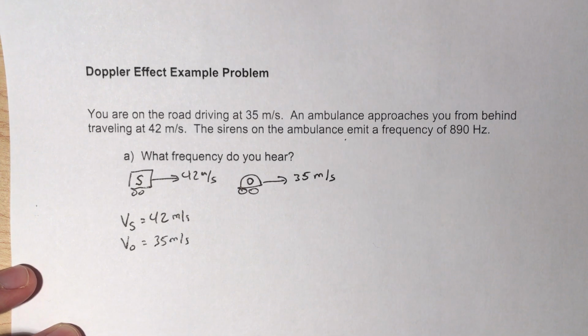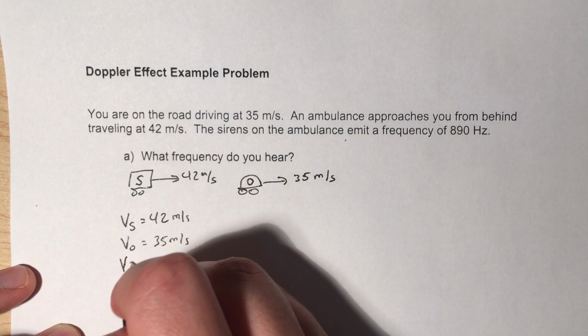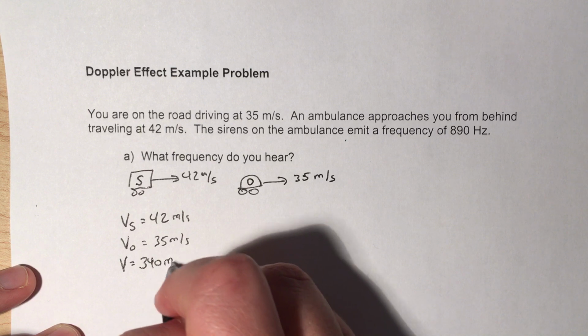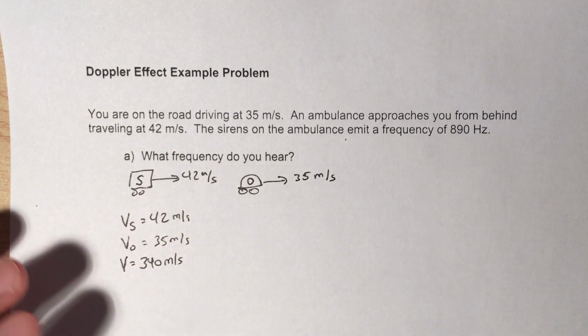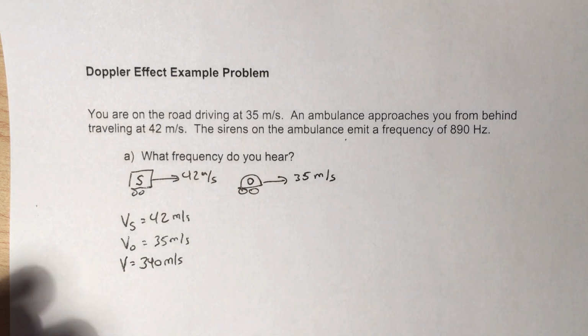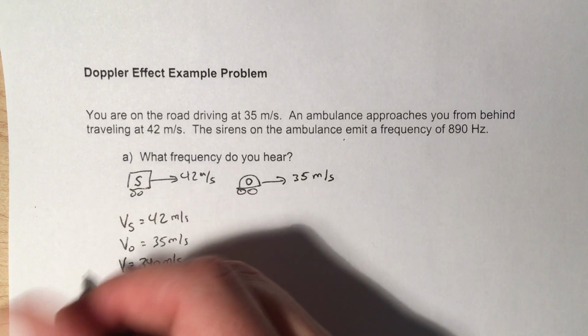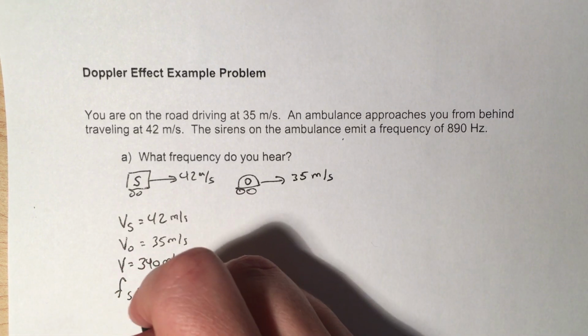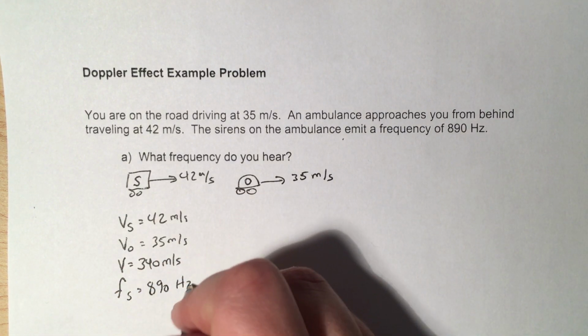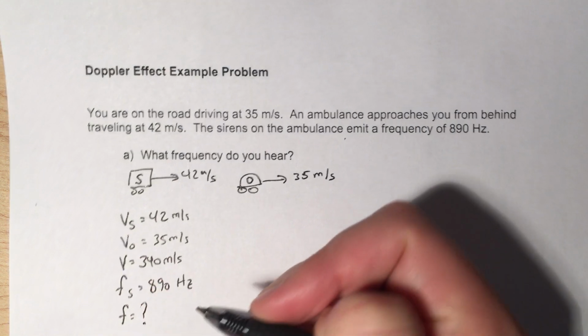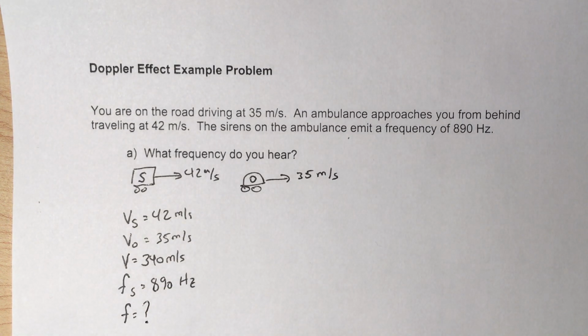I know the speed of sound, which as long as I'm in air is always the same, 340 meters per second, at least if I'm in air around room temperature, and that's what we're going to deal with in this class. And the sirens emit this frequency, so the frequency of the source is 890 hertz. Now I'm trying to figure out what frequency do I hear. So those are my knowns and unknowns.